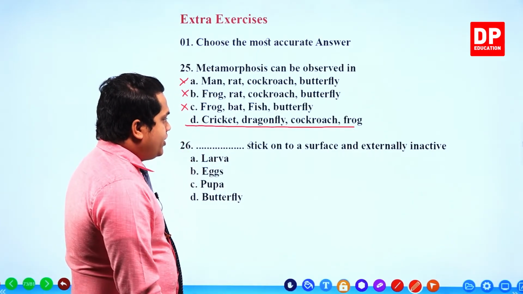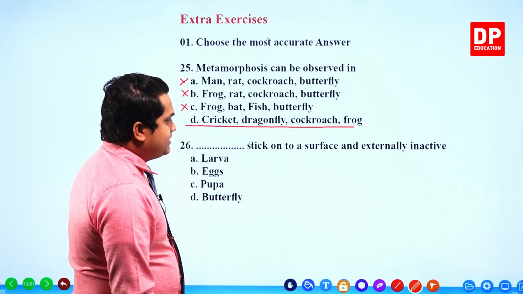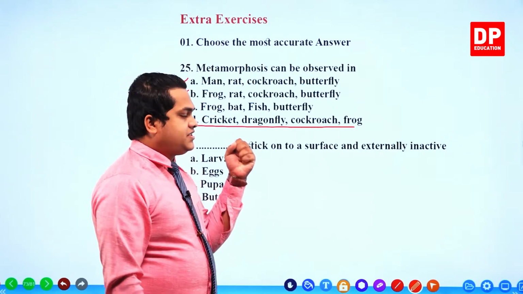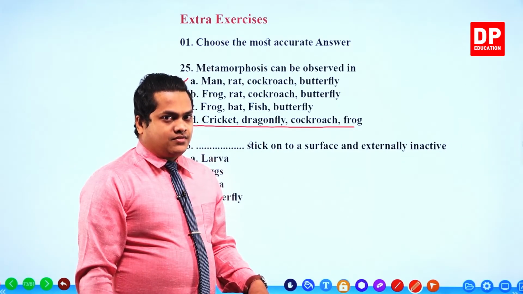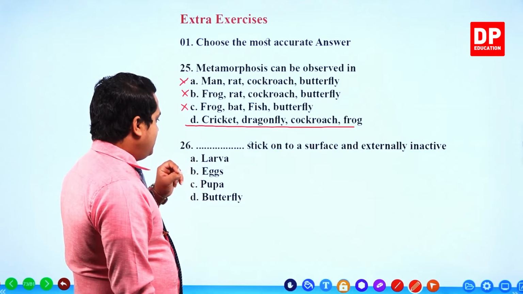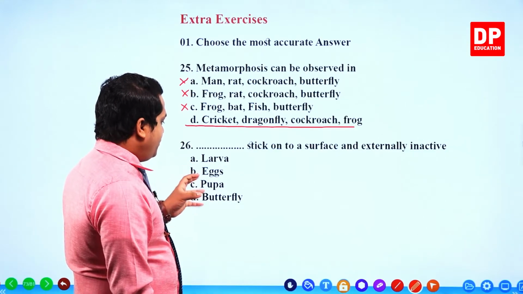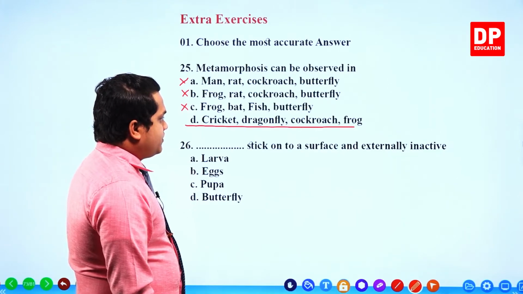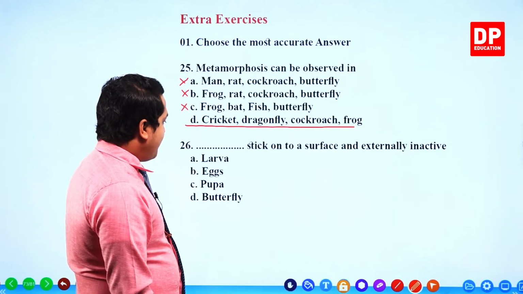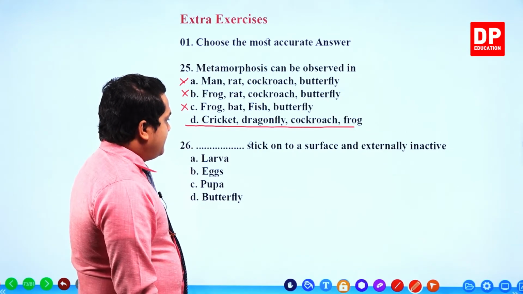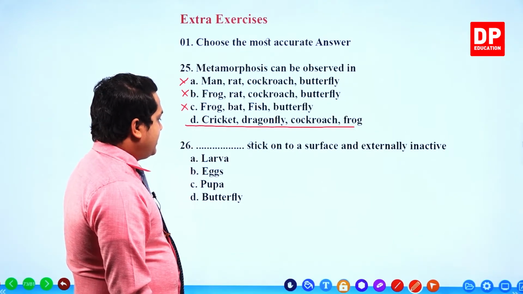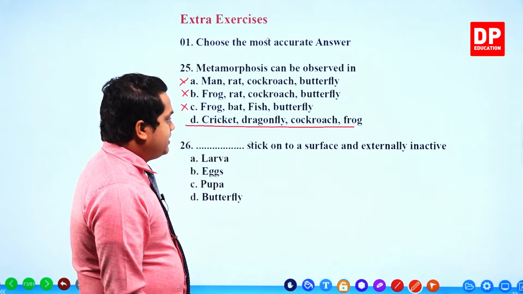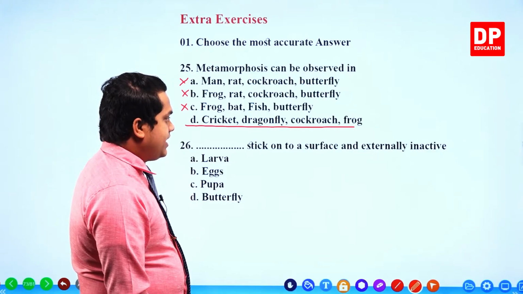Blank stick onto a surface, externally inactive. Externally inactive and stick onto a surface. Larva, eggs, pupa, butterfly. So, most of the times both of these answers are correct. What are the answers? Eggs and pupa stick on a surface and externally they are inactive.